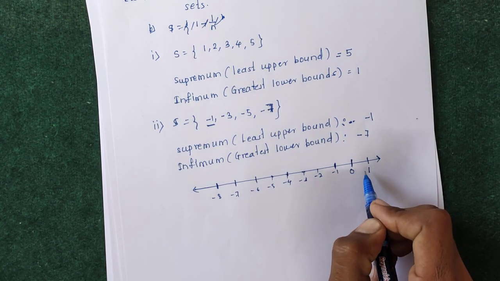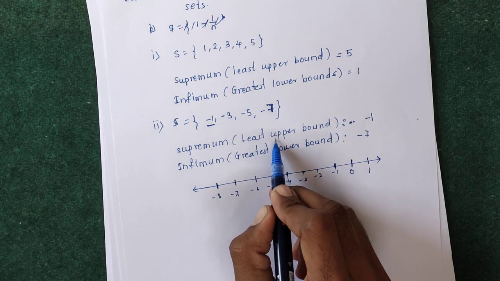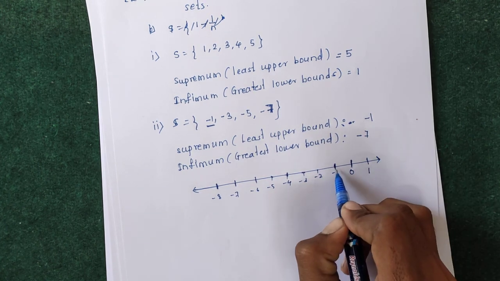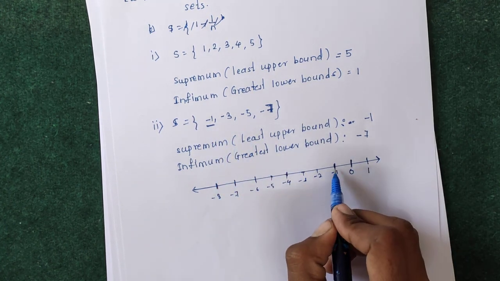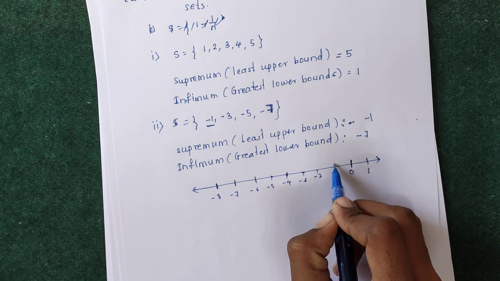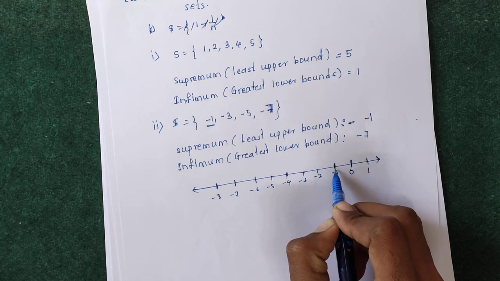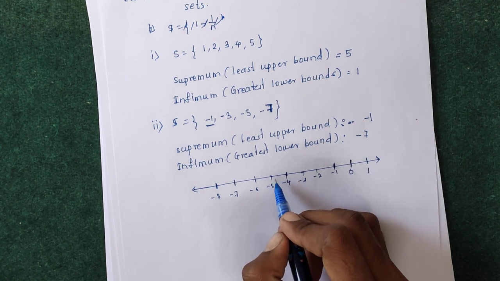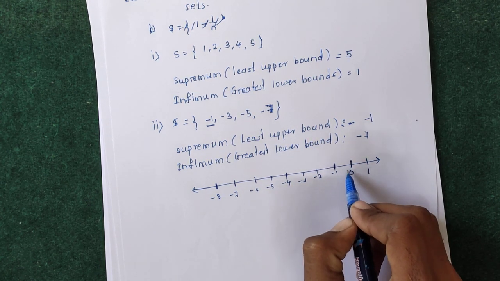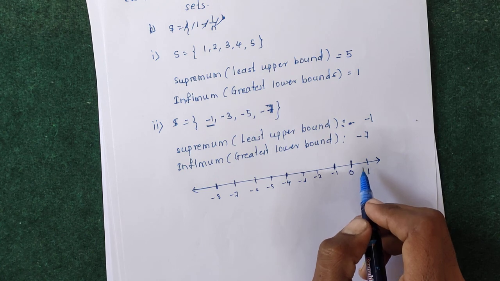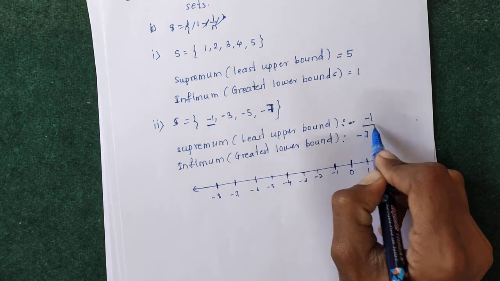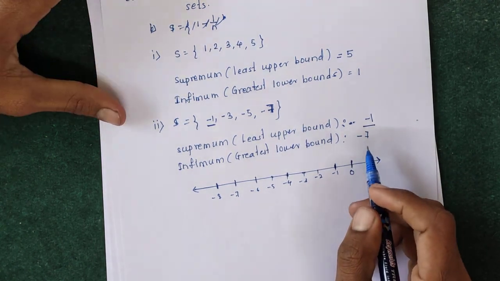So 1 is again our upper bound, but we have to find the least among all the upper bounds, the least upper bound, that is the supremum, meaning the smallest among all the upper bounds. So here all the numbers of this set are minus 1, minus 3, minus 5 and minus 7, and these numbers are less than or equal to minus 1. Minus 1 is equal to minus 1, minus 3 is less than minus 1, minus 5 is less than minus 1, minus 7 is also less than minus 1. So minus 1 is also an upper bound, 0 is also an upper bound, 1 is also an upper bound, but we have to find the smallest among all the upper bounds. So minus 1 will become our smallest among all the upper bounds. So minus 1 is our supremum.